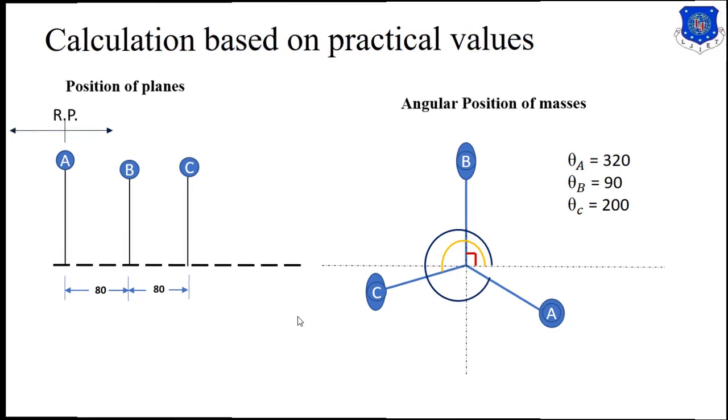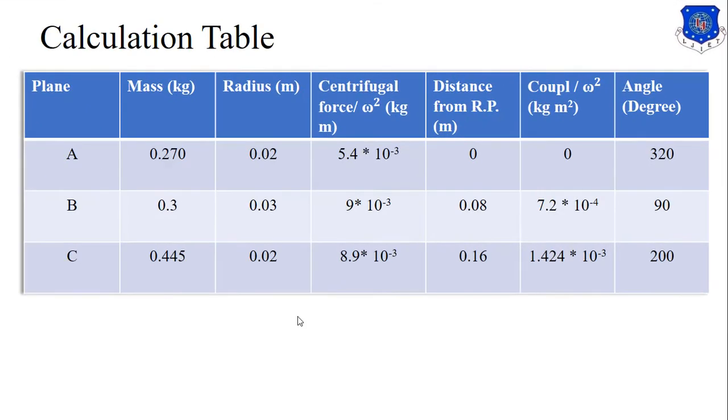Now let us have the table values. Here the planes A, B, C, there are three planes, three masses. Mass A is 0.270, mass B is 0.3 and C is 0.445. Now what are the radii? Here the radius is 0.02 meter, then 0.03 meter, and C is again 0.02 meter.